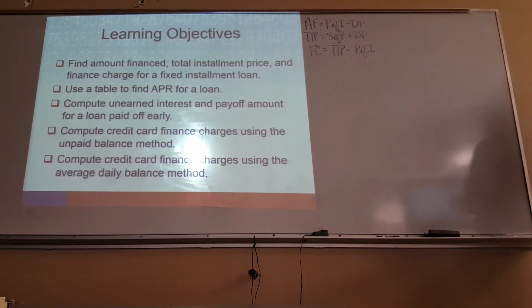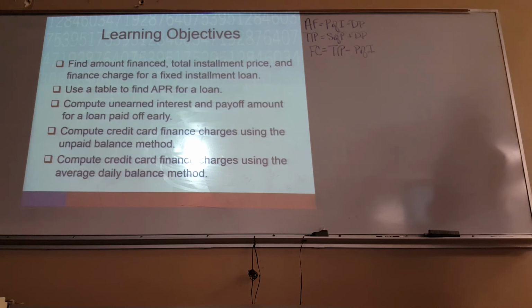Our learning objectives for this section are to find the amount financed, total installment price, and finance charge for a fixed installment loan. We're going to use a table to find the APR for a loan, compute unearned interest and payoff amount for a loan paid off early, compute credit card finance charges using the unpaid balance method, and also compute credit card finance charges using the average daily balance method.